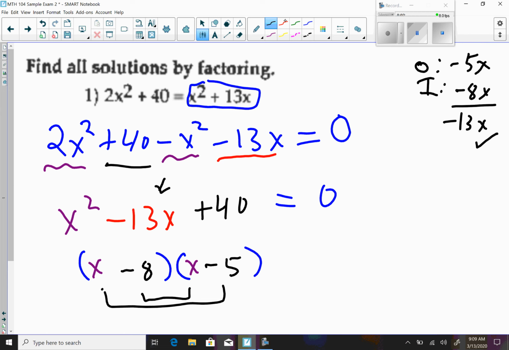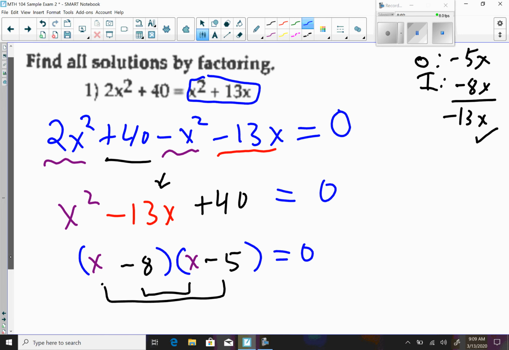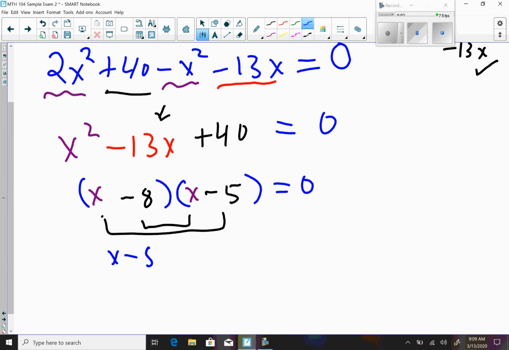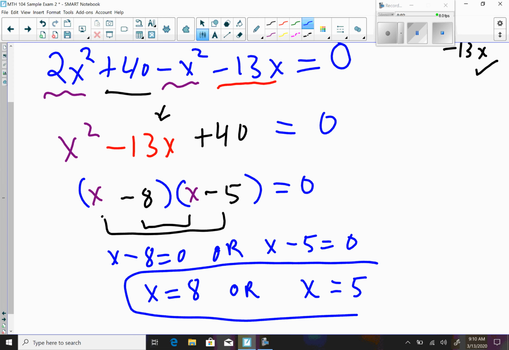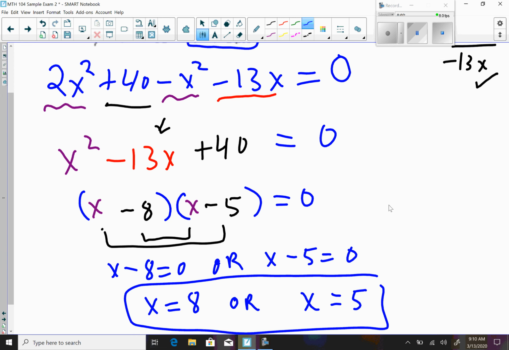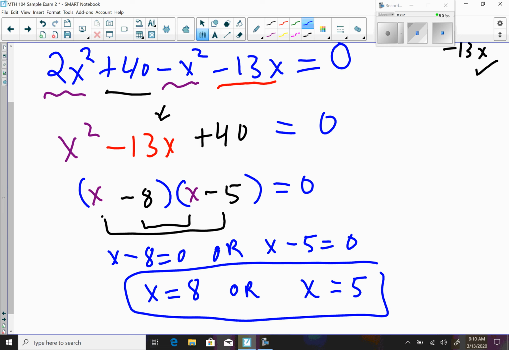And because this says equals 0, we set each of these factors equal to 0. X minus 8 equals 0, or x minus 5 equals 0. Add 8 to both sides. X equals 8. Or add 5 to both sides. X equals 5. That's it. X equals 8 or x equals 5.